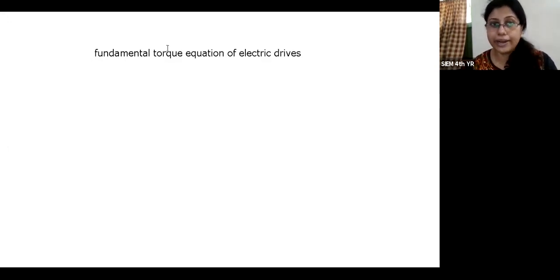Now I'm drawing a block diagram or the basic diagram of the motor and the load. You also draw it, because otherwise it is not possible to understand it properly. And this basic torque equation is very important to understand.